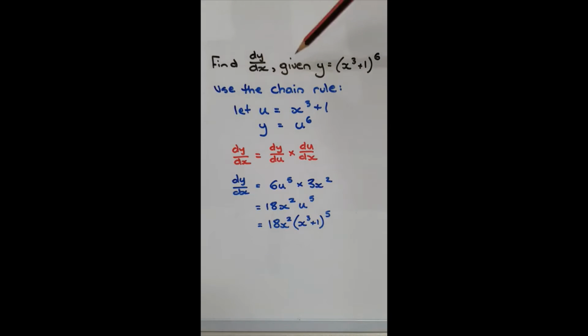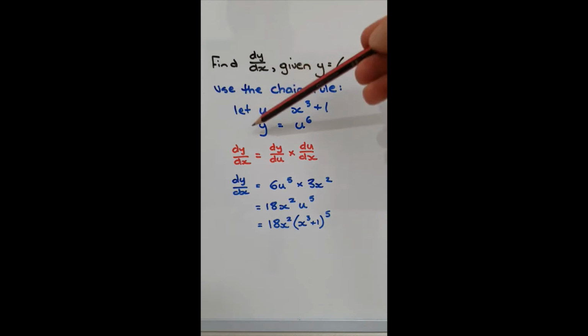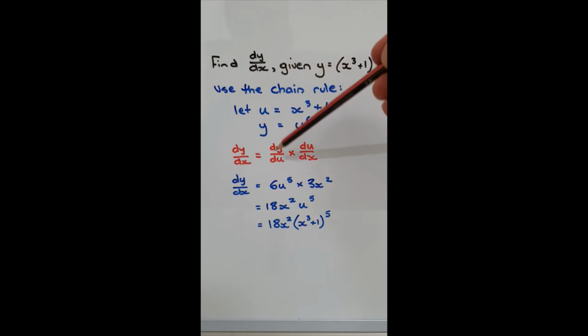Find dy/dx given y equals (x cubed plus 1) all to the power of 6. Now this is a function of a function, so we're going to use the chain rule. Let u equal x cubed plus 1, so that's the inner function. Then y equals u to the power of 6, so x cubed plus 1 is concealed in the u. Then by the chain rule, dy/dx is equal to dy/du multiplied by du/dx. Now dy/du we find by differentiating y equals u to the power of 6, and that's 6u to the power of 5. And du/dx is found by differentiating u equals x cubed plus 1, so therefore du/dx is equal to 3x squared.